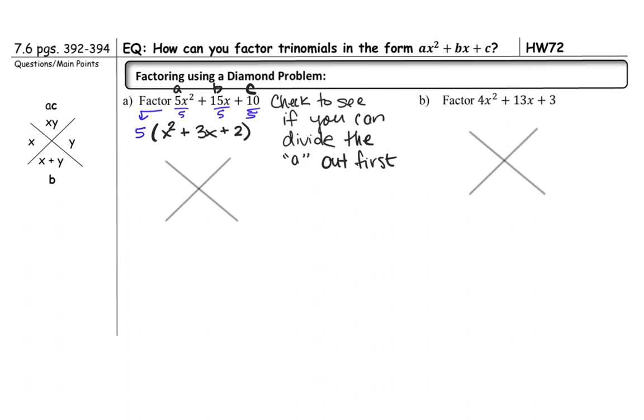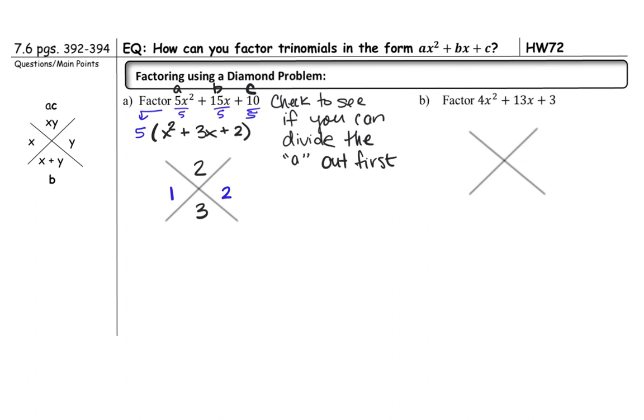So now I have a problem that's a little bit easier to factor because now my a term has been divided out, so I just have a 1 here. So now I need two numbers that multiply to 2 and add to 3. The only factors of 2 are 1 times 2. So because this is a simple trinomial, my factors for my binomials come from these numbers.